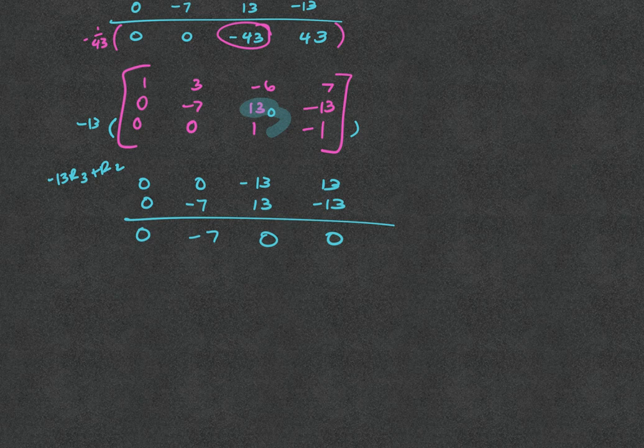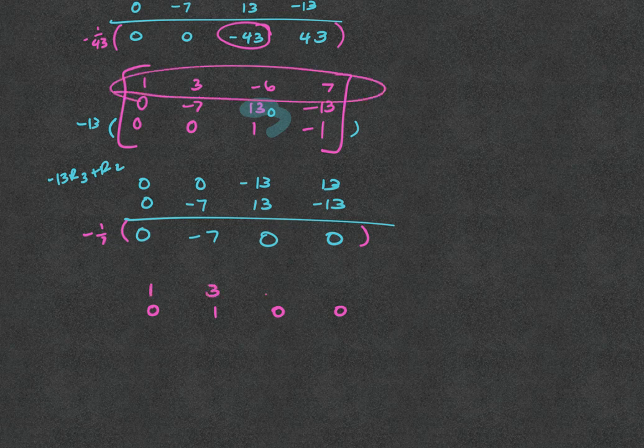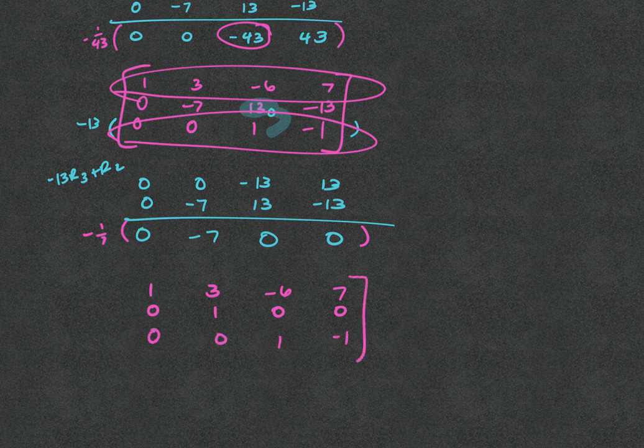Now, before I replace that row, what do I want the -7 to be? A 1. How do I make it a 1? -1/7. So that's my middle row. 0, 1, 0, 0. Top row is still 1, 3, -6, 7. Bottom row, 0, 0, 1, -1.